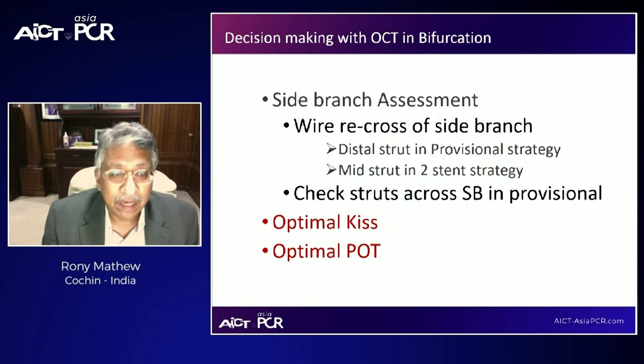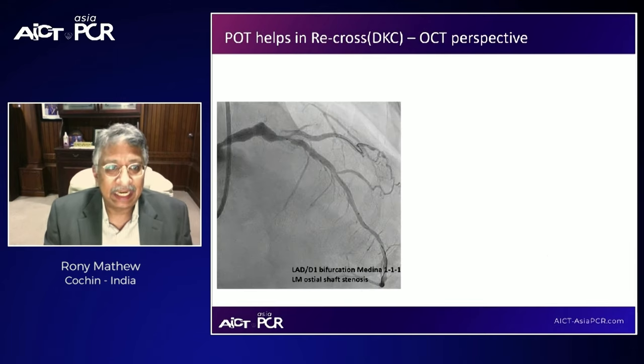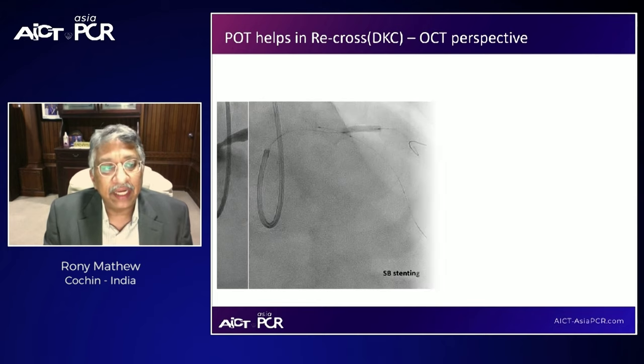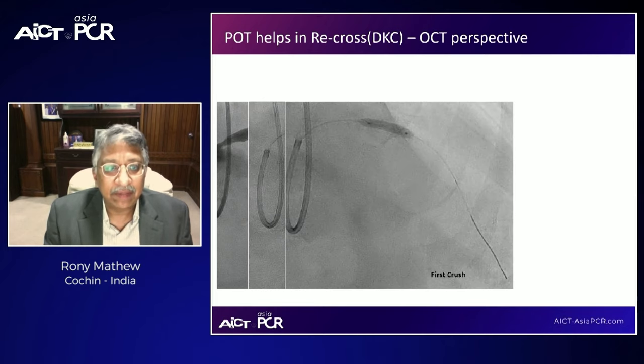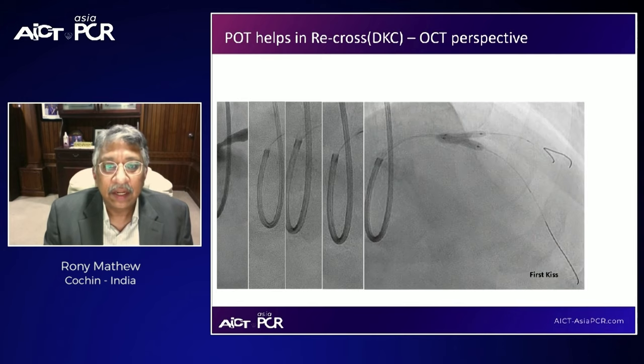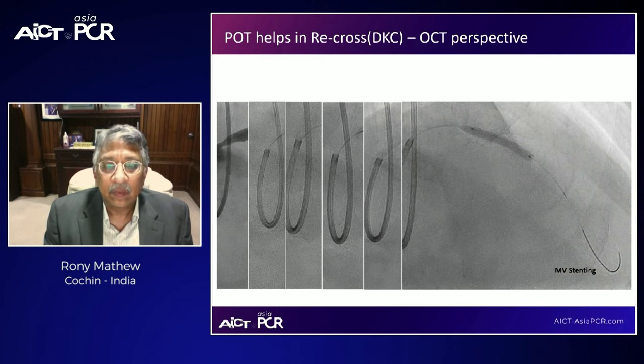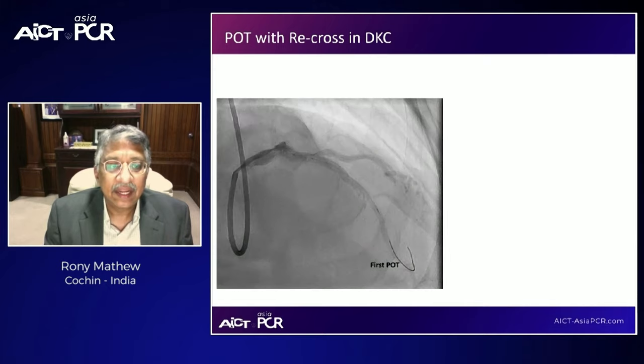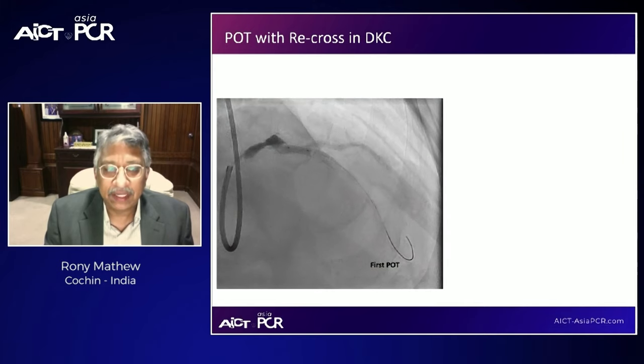And lastly, let me come to the optimal KISS. Now, this is another DKC, a DK crush for the LAD D1. So we did the side branch stenting. We did the first crush. We again crossed it. We kissed it. We did the main vessel stent. And we did a POT before we decided to cross here.